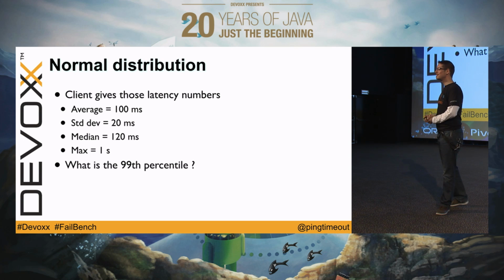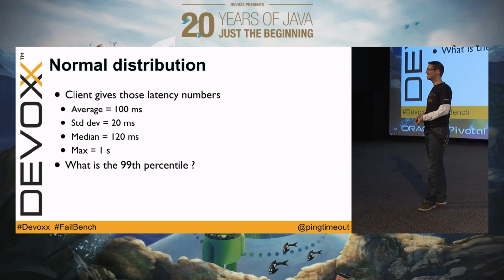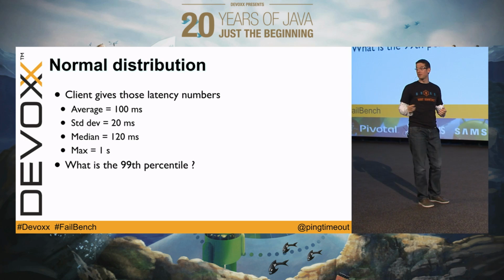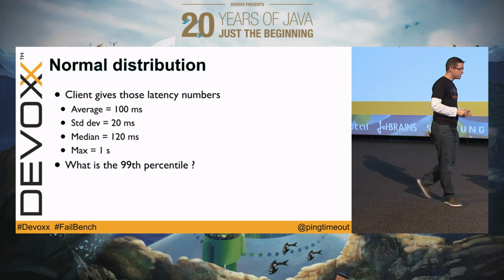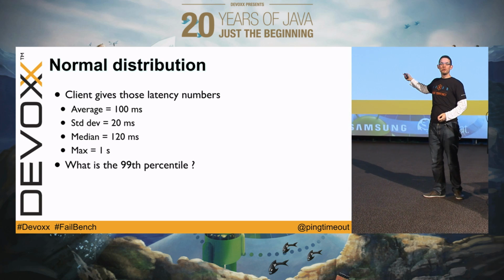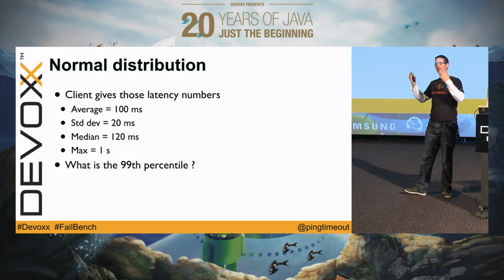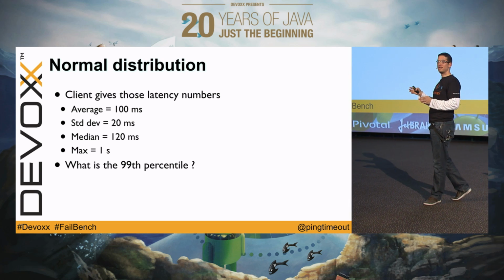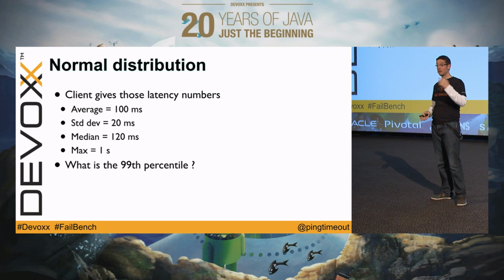Isn't anyone going to suggest 160? Okay. So that would have been the correct answer, by the way. In a normal distribution, the 99th percentile is roughly the average plus 3 times the standard deviation. So that answer is correct.